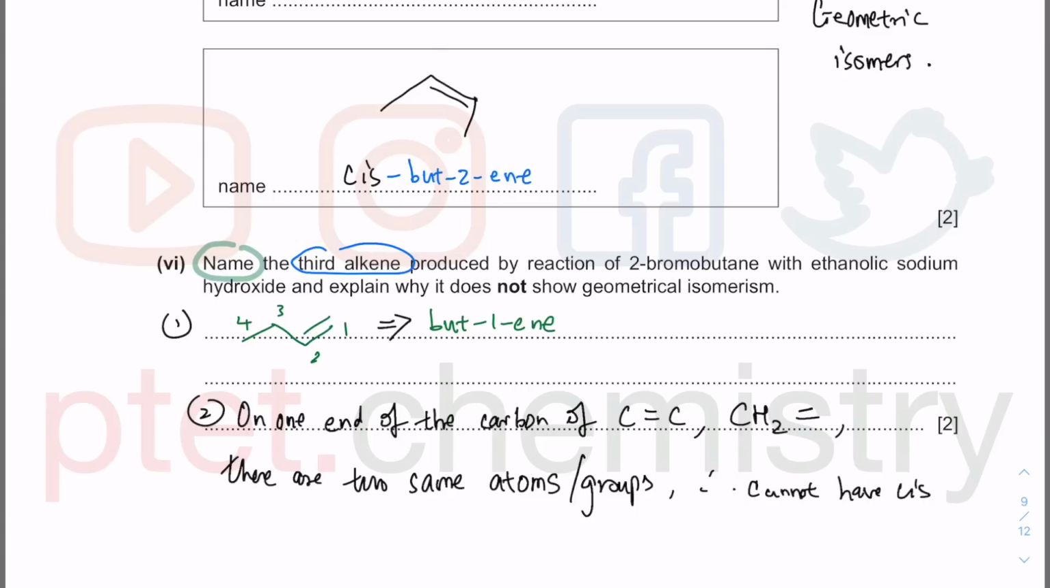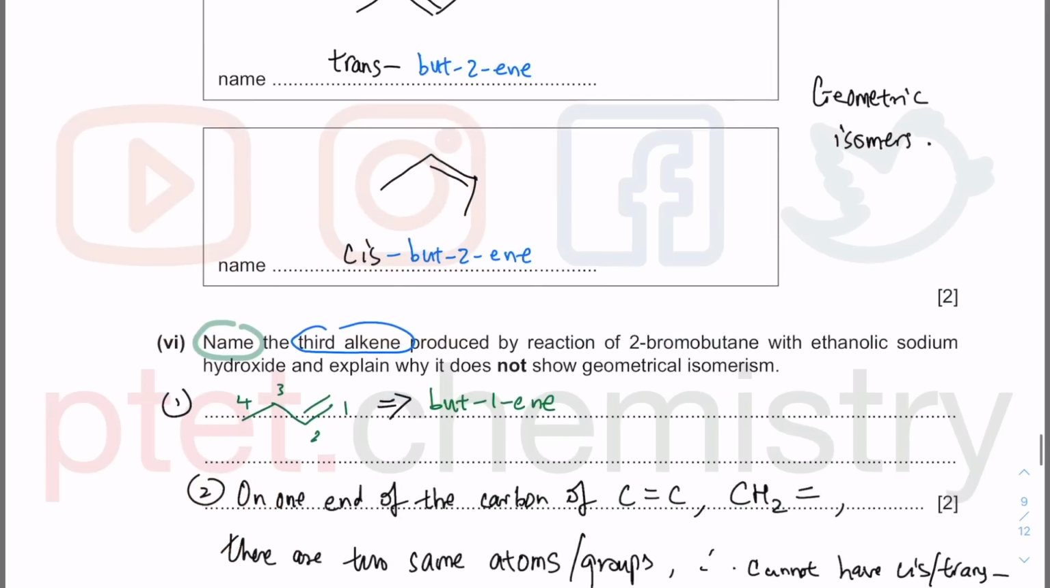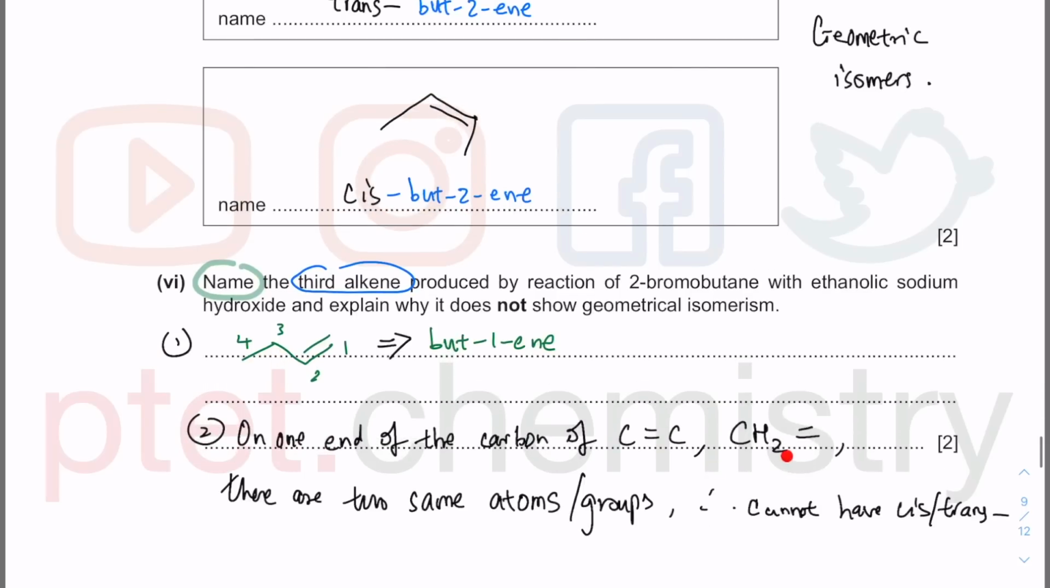The requirement for geometric isomerism is not just a carbon-carbon double bond. You must have different groups or different atoms on one carbon of the carbon-carbon double bond. So, you cannot have a CH2 on that side there. Even though there's that, you can move it around. You will never get cis and trans if you have two atoms or two groups that are the same on one carbon of the carbon-carbon double bond there. Alright.